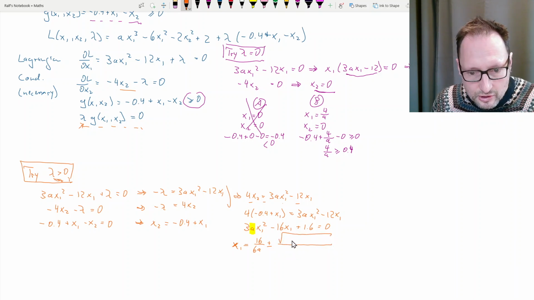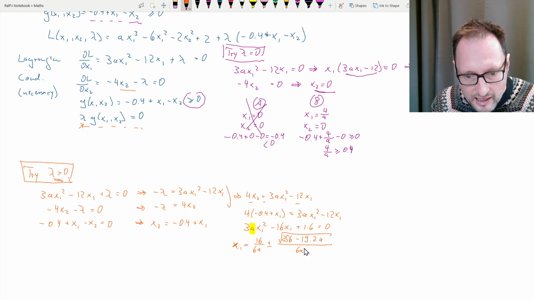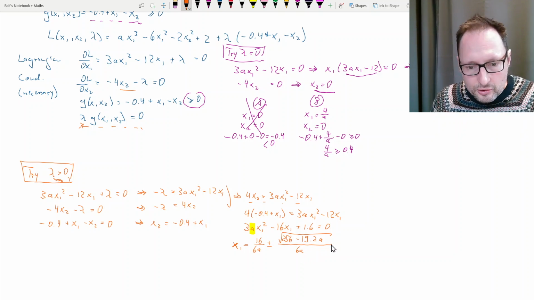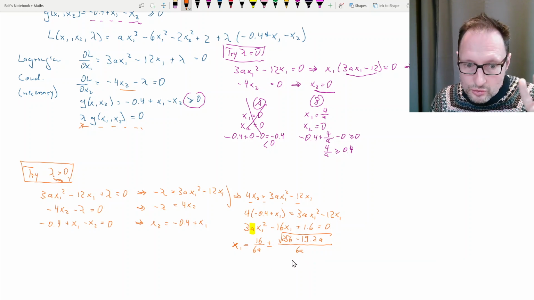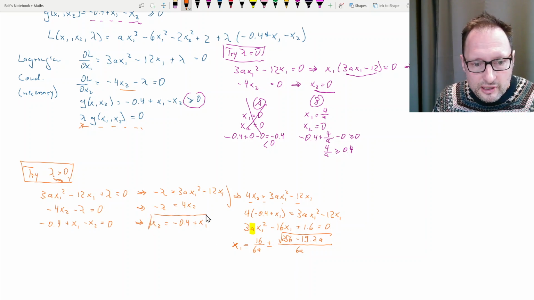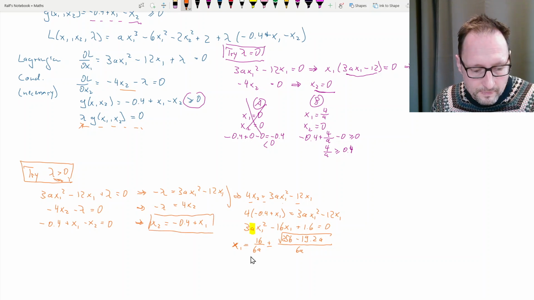the square root of 256, which is actually 16 squared, minus 19.2 times a. So here's the a again. So the a now appears in a number of places. Okay, so here is our formula for x1. That gives us two solutions for x1. And once we have x1, we know what x2 is, because x2 is just x1 minus 0.4.